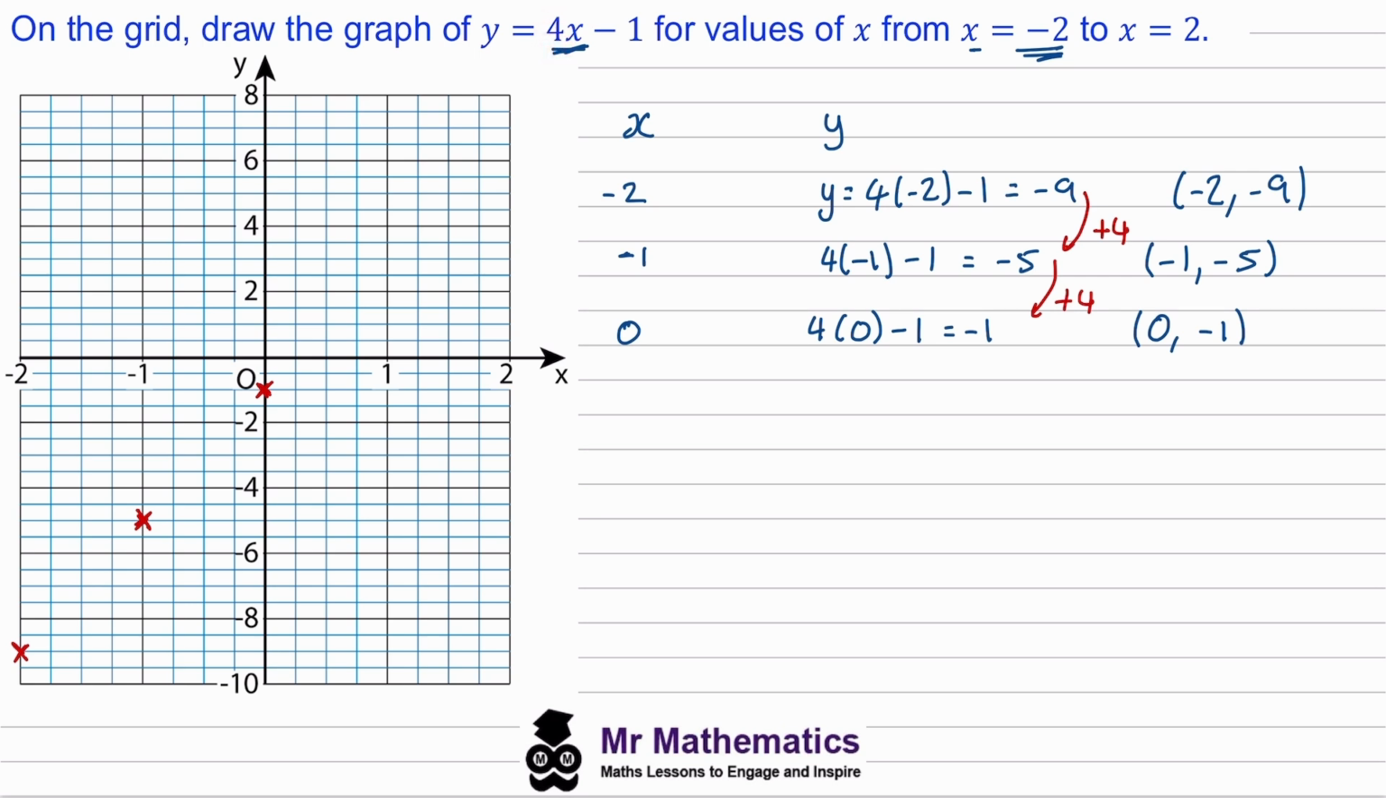So now we could either carry on with our table of results, or we can use this pattern. We know when x is 1, we'll add 4 to the -1 and we get 3. So the coordinate pair will be 1 and 3. When x is 2, we'll add 4 to the 3 and we'll get 7. So our coordinate pair will be 2 and 7. And we can plot these two coordinates as 1 and 3 and 2 and 7. Then all we need to do is to join them together to create a straight line. Okay?